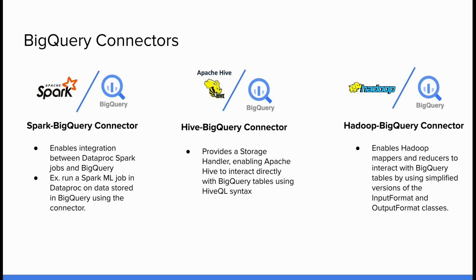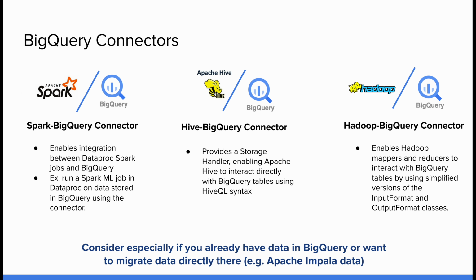Lastly, the Hadoop BigQuery connector simplifies Hadoop jobs by allowing mappers and reducers to work with BigQuery data. It does this by abstracting the input format and output format classes, enabling seamless interaction between Hadoop and BigQuery. You should strongly consider using these connectors, especially if you already have datasets in BigQuery or are looking to migrate data directly to BigQuery, like if you want to do that with Impala data, for example.